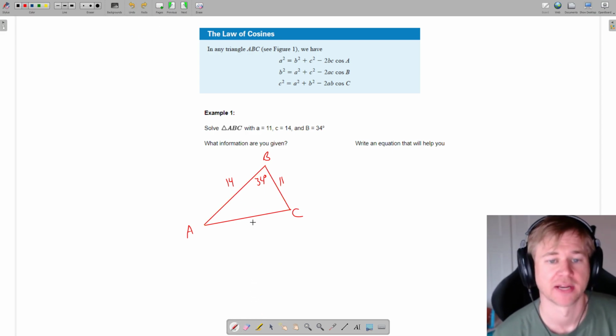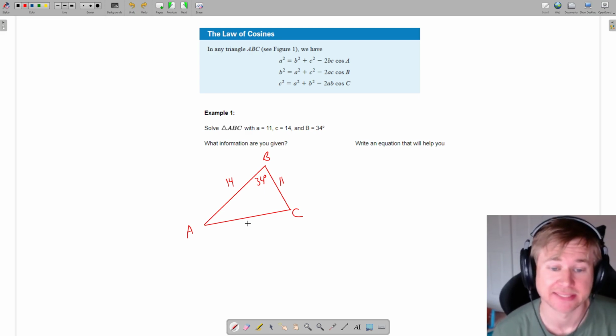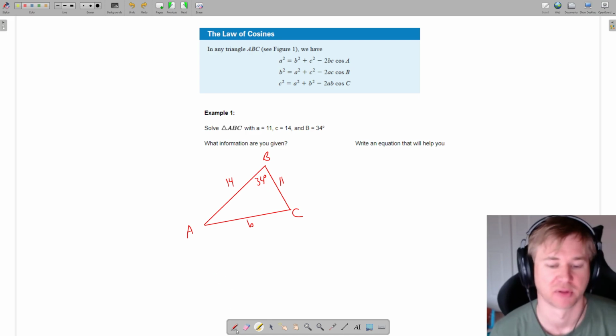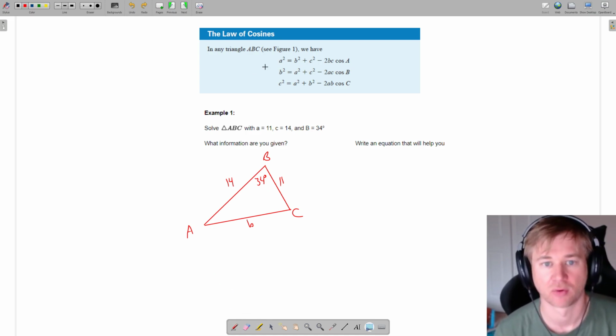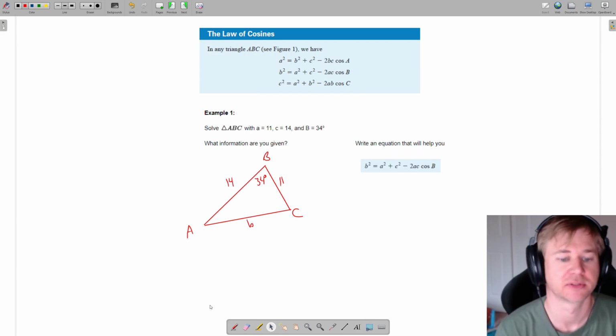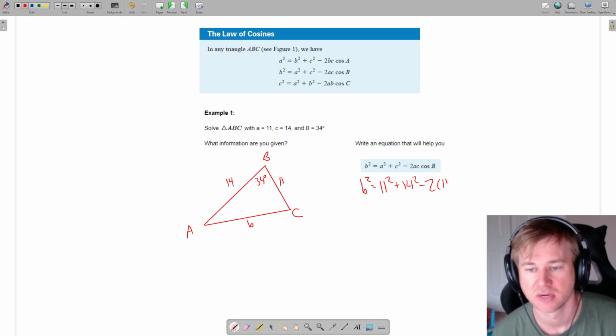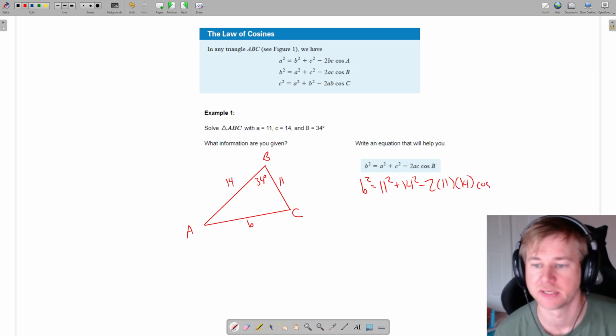If I'm trying to find side B, that's little b, that's my unknown. So which formula should I use? Which one has little b isolated? Oh, this one right there. I'm going to use that formula, and it's really just plug it straight into the calculator. This is the equation I'm going to use. I don't know b squared, but I do know A is 11, so 11 squared plus, I know little c is 14, 14 squared minus 2 times 11 times 14 times the cosine of, I do have angle B, it's 34.